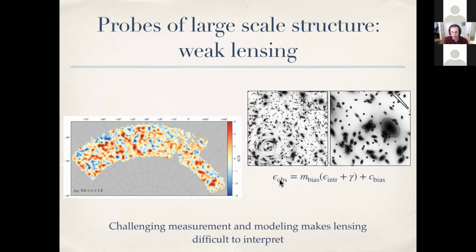So by taking correlations of these observed ellipticities, we can probe the mass distribution, but with all of these complications that I was just talking about. And so those complications make the measurement and modeling of these lensing statistics quite difficult in practice.